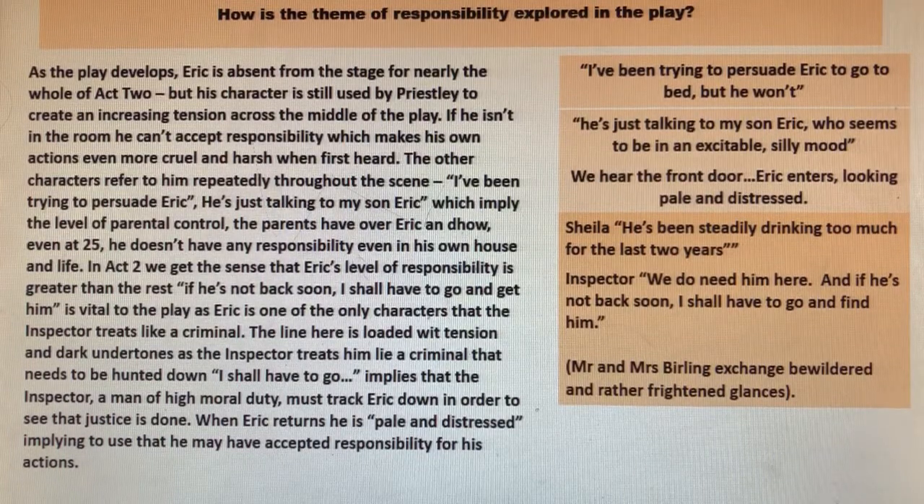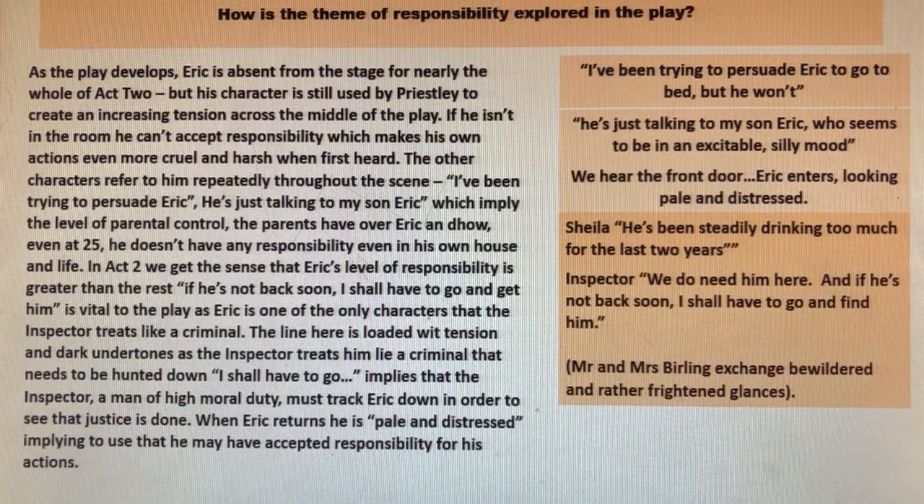The other characters refer to him repeatedly throughout the scene. "I've been trying to persuade Eric. I'm just talking to my son Eric," which implies the level of parental control the parents have over Eric, and how, even at 25, he doesn't have responsibility even in his own house and life. In Act 2, we get the sense that Eric's level of responsibility is greater than the rest.